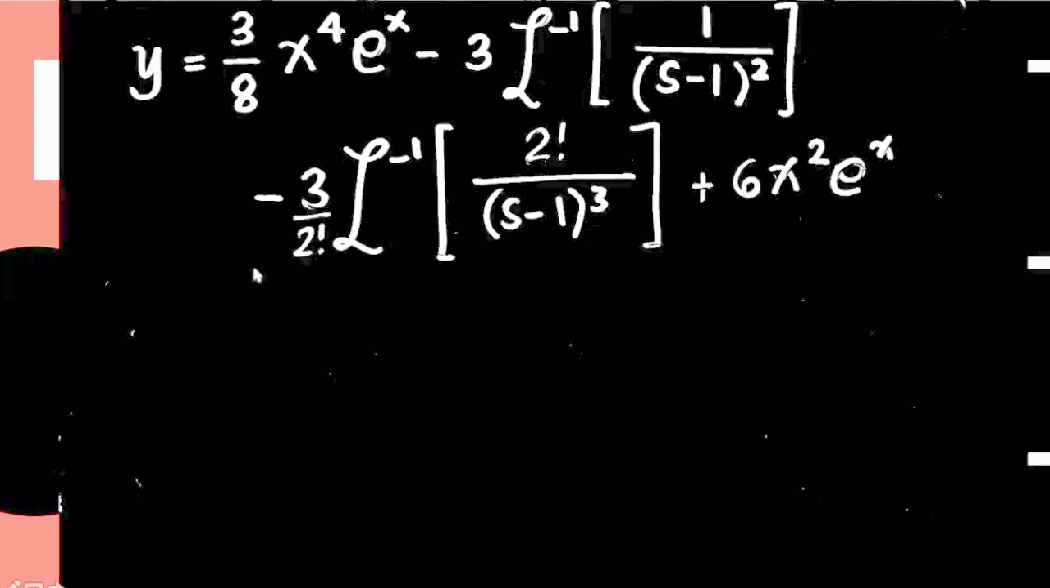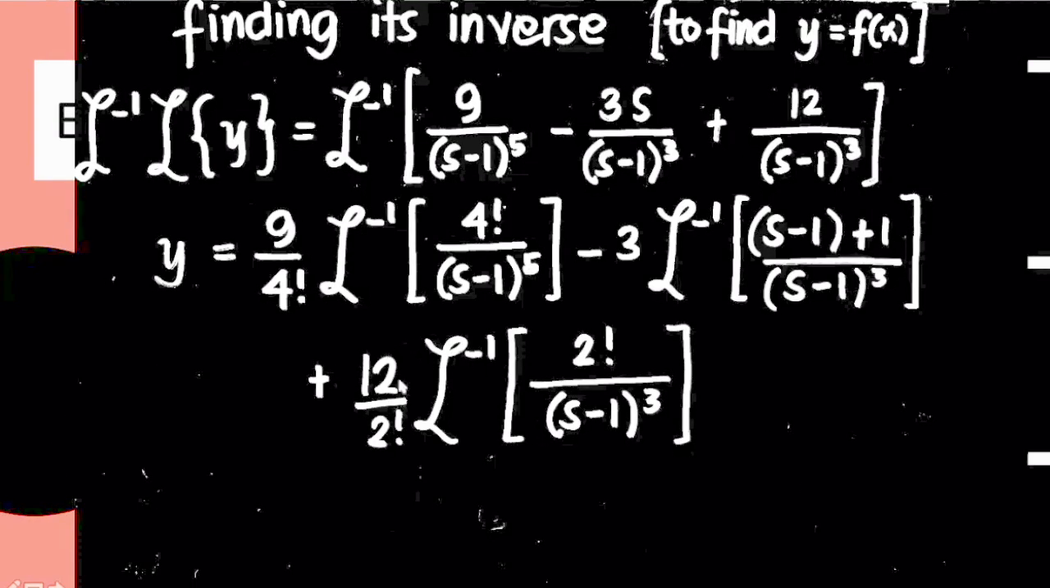Now, for the last term natin is, and going back dun kanina, it's 12. Ito yun. So 12 over 2 factorial. So 12 divided by 2 is 6. Yan, satisfied na yung formula. So 6 times x raised to, ano yung n? 2. So 6x squared e raised to x.